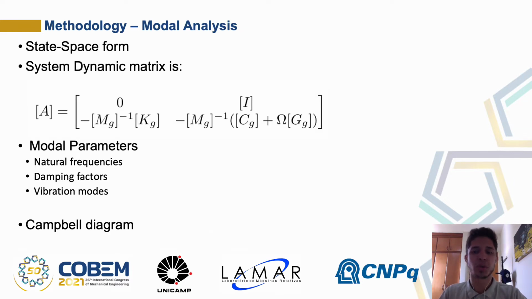Rewriting the general motion equation previously described in the state space form, we find the system dynamic matrix A. Modal parameters such as natural frequencies, damping factors, and vibration modes are calculated from the eigenvalues and eigenvectors associated with the system dynamic matrix A. Since the dynamic matrix depends on rotational velocity omega, it is expected that modal parameters also depend on the system rotational velocity. Dependency of natural frequency and rotational velocity can be seen on the Campbell diagram.